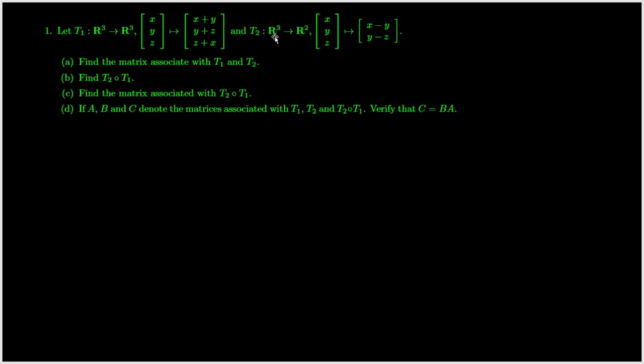And T2 is also linear. It's from R3 to R2. Every vector in R3 with 3 components is mapped to that. So the output is a vector in R2. The first thing we do is to get the matrices associated with T1 and T2. There's a typo in here. It should be the matrices. I'm looking for two matrices.